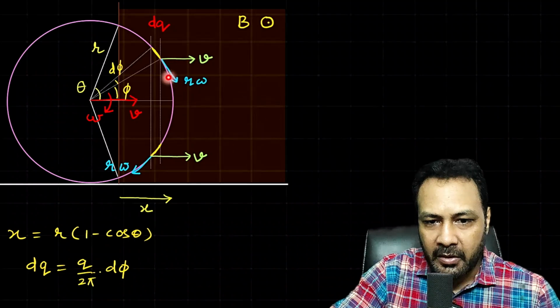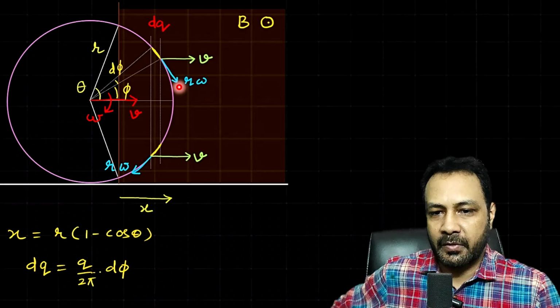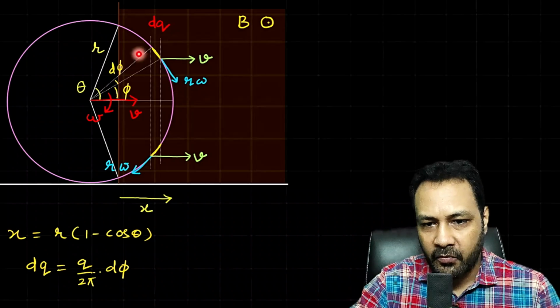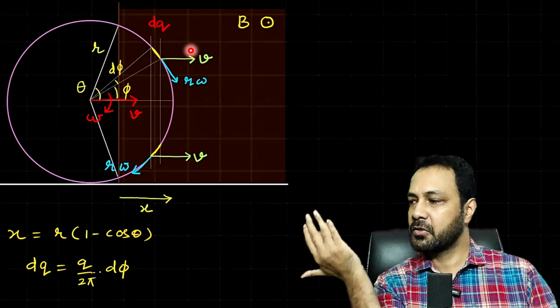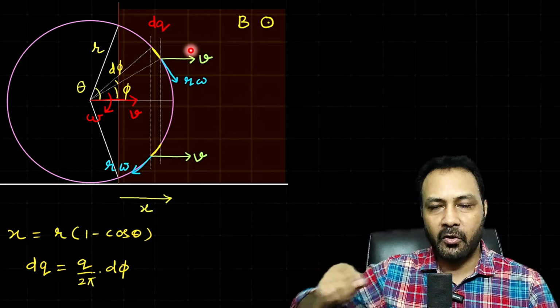Now for each part of this velocity I will write the magnetic force, that is q v cross B. So B is towards me. So for this part v, the force would be v cross B if I do the right hand rule. So V cross B will come in the downward direction.